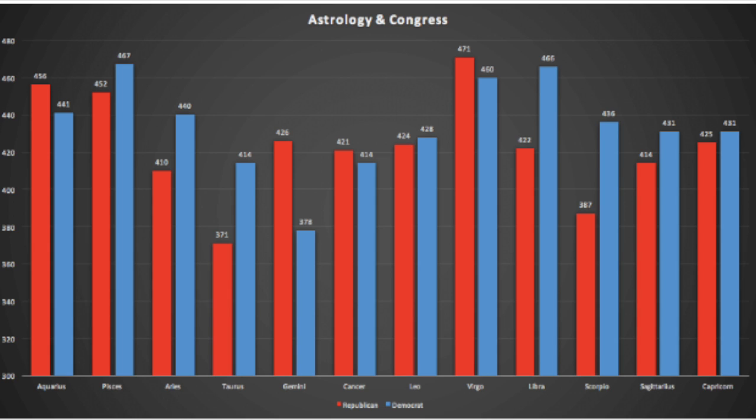On the other hand, Libra, Pisces, and Virgo are overrepresented among Democrats with 466, 467, and 460 respectively, and Gemini is underrepresented with 378. However, we take these conclusions with a grain of salt, as we can't verify the legitimacy of astrological signs.